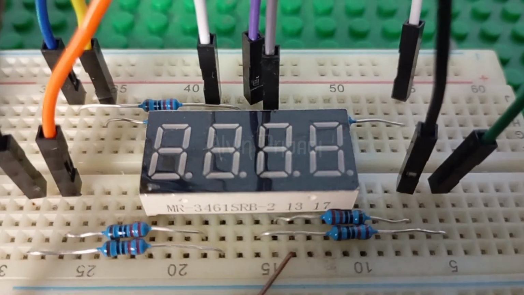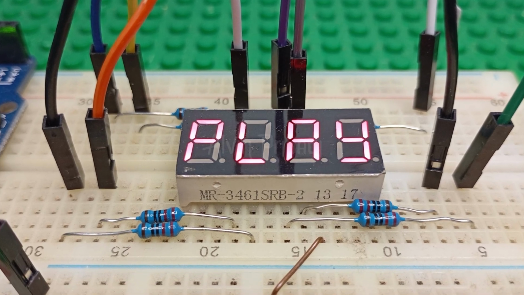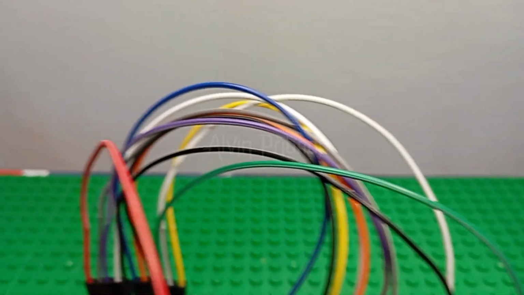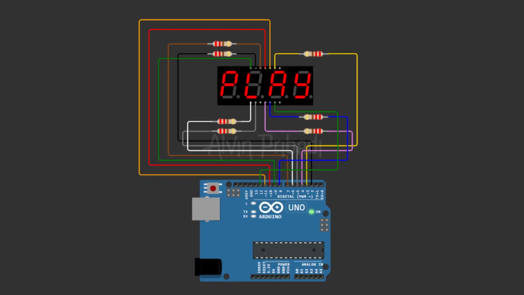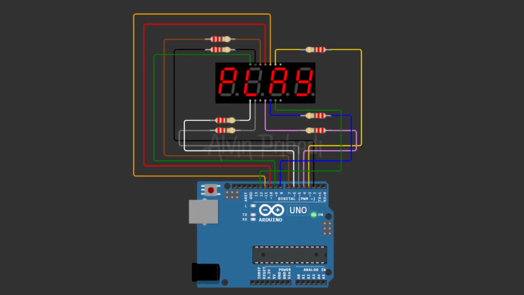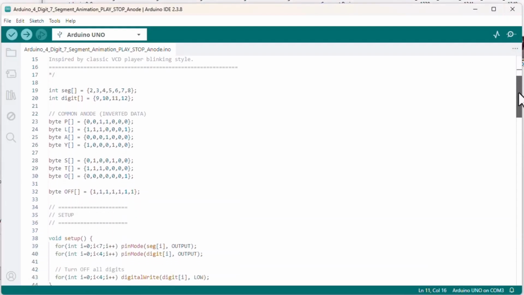You only need a few basic components. In Arduino, a 4-digit 7-segment display, resistors, and some wires. Each segment connects to pins 2 to 8, and each digit connects to pins 9 to 12. Important, this project uses a common anode display, so the logic is inverted.